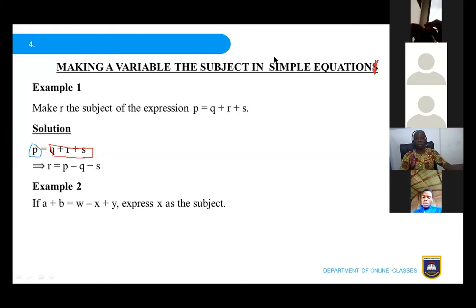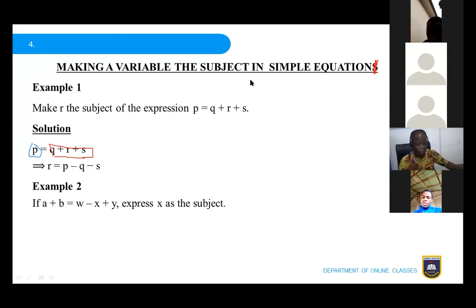Sir, please, I got X equals A plus B minus Y minus X, all divided by negative 1. Come again. A plus B minus W minus Y, all divided by negative 1. Okay. I love that answer. Let's compare. Just keep your answer. Don't do anything to your answer.